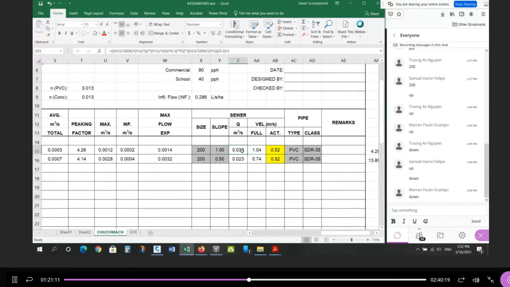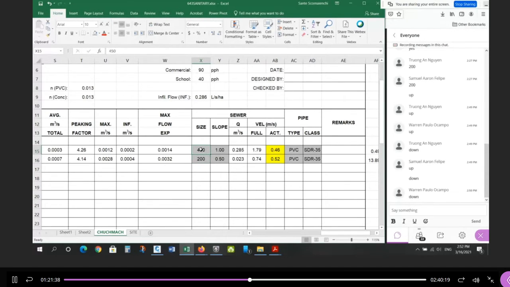Velocity full. So Q, if this gets bigger, velocity goes up. Okay, I'm looking at the actual velocity, sorry. So for 200, the actual velocity goes down. If the pipe gets bigger, the actual velocity goes down.